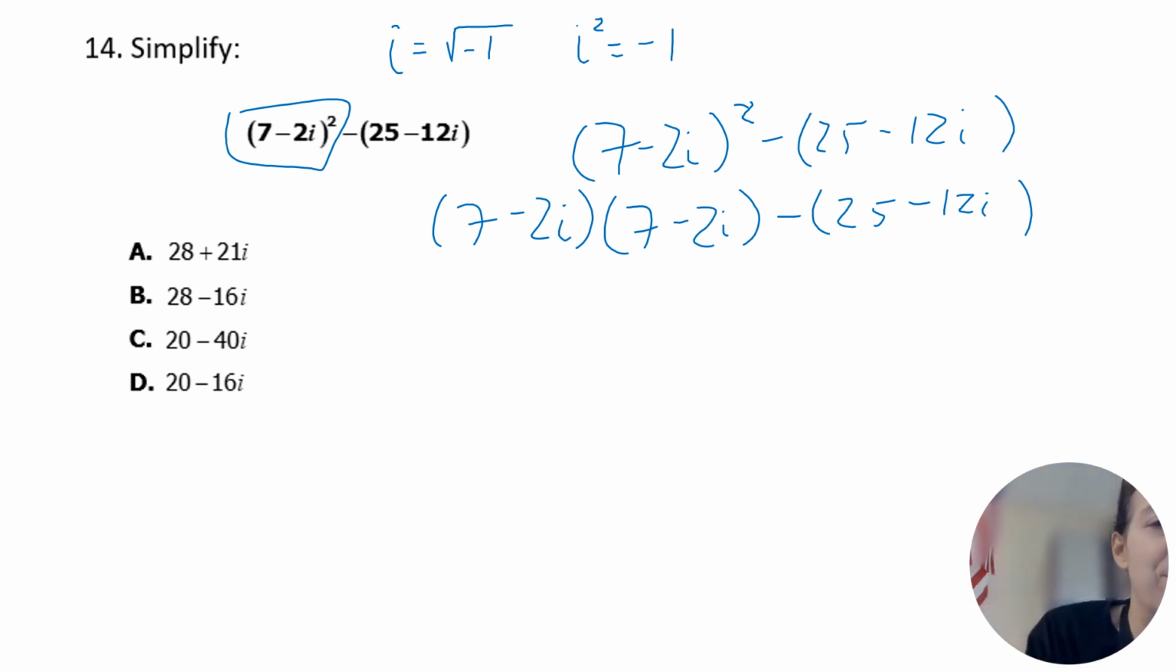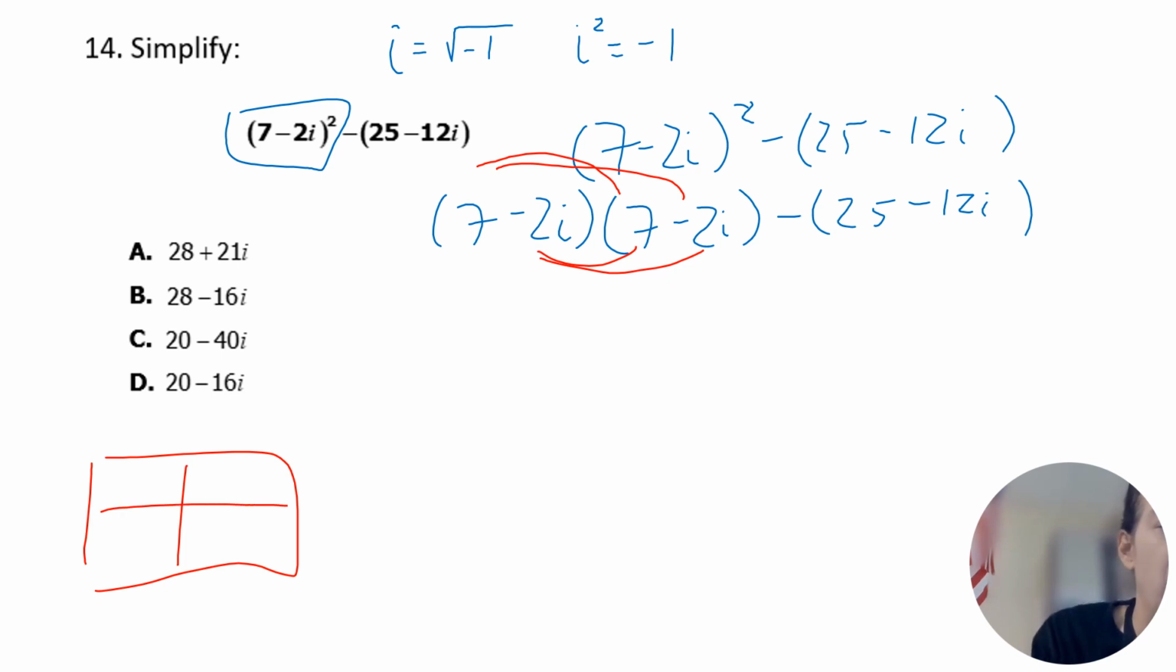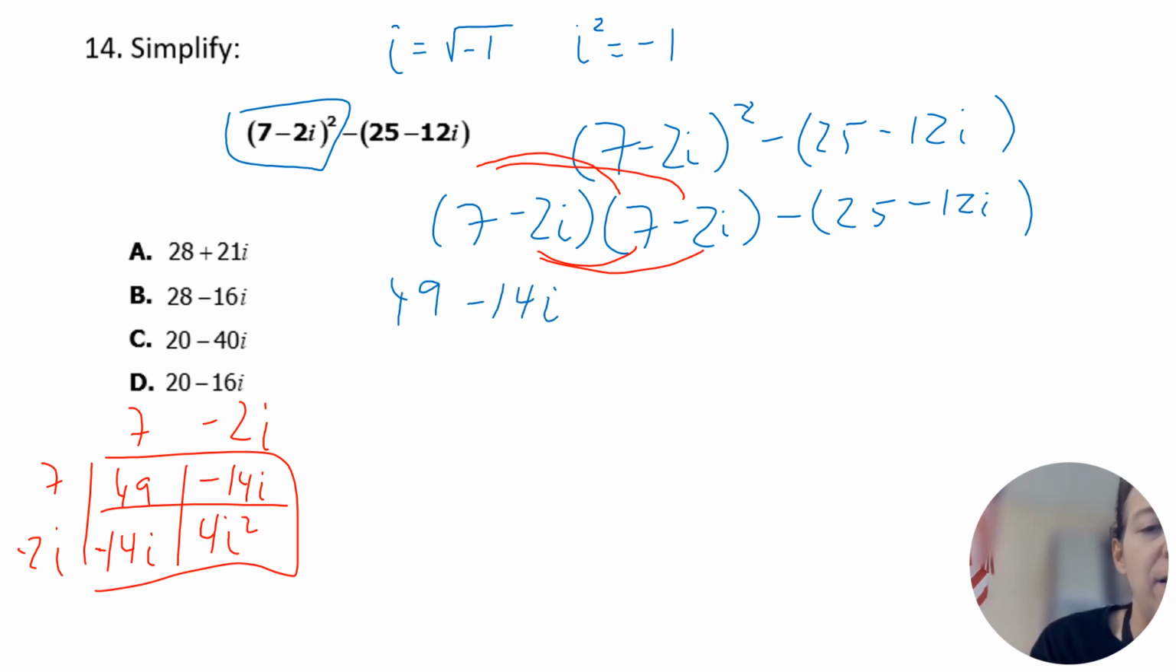So let's go through and multiply this. You can do the distribution, or you can do an area model. I'll do the area model down here. We have 7 minus 2i and 7 minus 2i. 7 times 7 is 49. 7 times negative 2i is negative 14i. Negative 14i again. And then negative 2 times negative 2 is positive 4, and i times i is i squared. So we have 49 minus 14i minus 14i plus 4i squared.